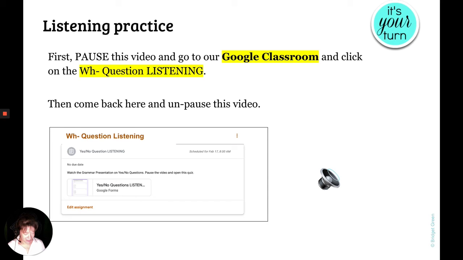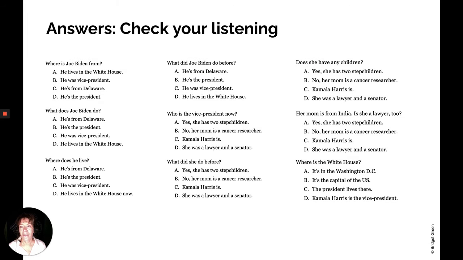Let's check your answers. Okay, here we go. Where is Joe Biden from? Can you remember what the answer was? Yes, he's from Delaware. Good. What does Joe Biden do? He's the president. That's right. Where does he live? He lives in the White House now. What did Joe Biden do before? He was vice president.